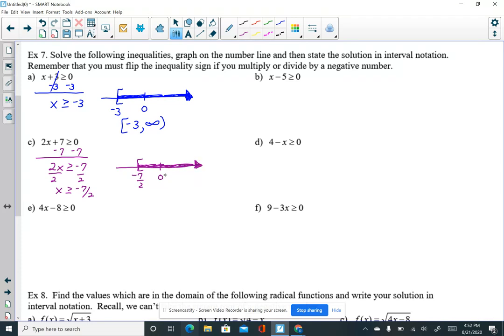So again, now reading my interval notation, the leftmost point on this graph is negative 7 halves, and then it goes to the right forever to infinity. Bracket, and infinities always get parentheses.